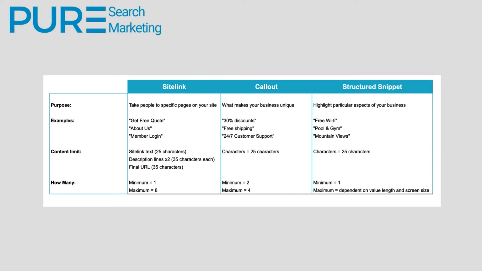Use structured snippets when you want to highlight particular aspects of your business. So just got some examples here, like you've got free Wi-Fi, for example, or you've got a pool and gym, or if you're lucky enough, you've got mountain views. Your characters for those, they're called values. The number of characters for each value is 25. So again, you've got a huge amount of space that you can be filling up with information for your users. The minimum that you can use is 1, and the maximum is dependent on the value length and the screen size that the user is using.